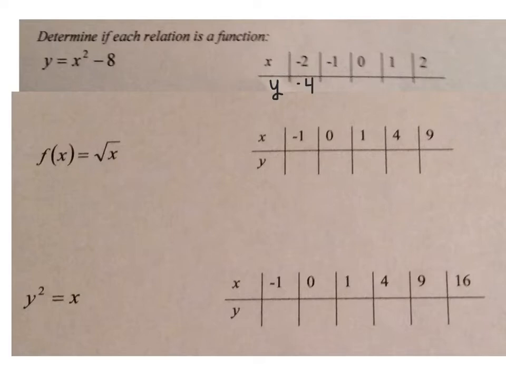All right, let's try negative 1. Negative 1 in the function, negative 1 squared is 1, and 1 minus 8 is negative 7. There's no other number that I can get when I evaluate for negative 1 other than negative 7. 0. 0 squared is 0, and 0 minus 8 is negative 8. And what about 1? 1 squared is 1, and 1 minus 8 is negative 7. And what about 2? 2 squared is 4, and 4 minus 8 is negative 4.